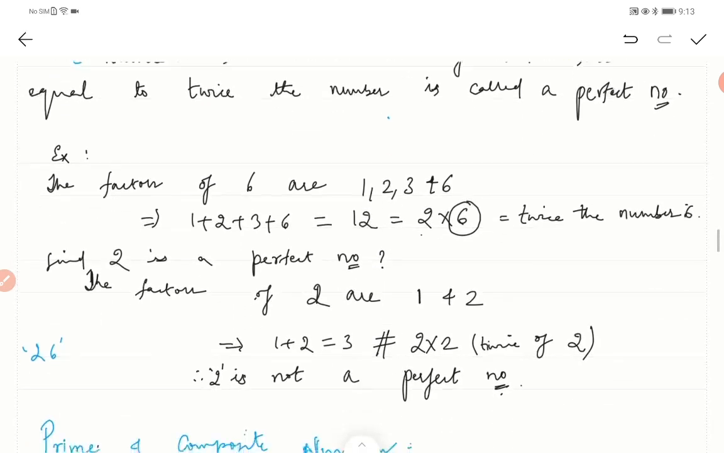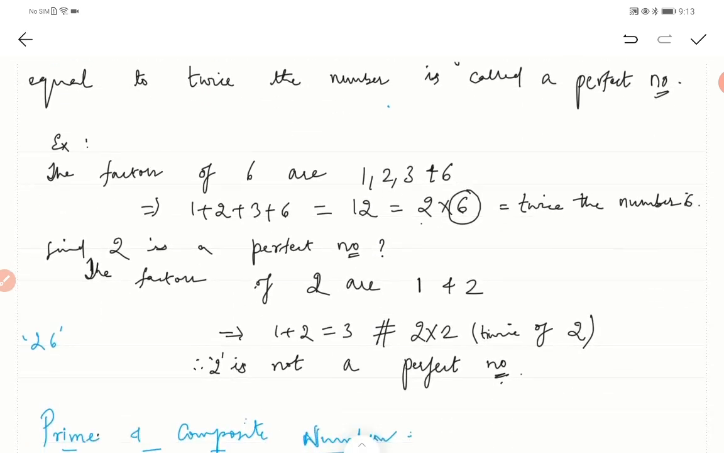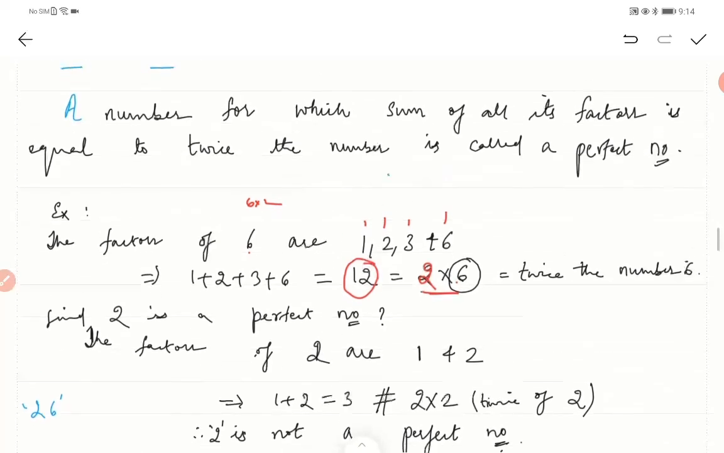Okay, I hope you have tried to do that. So we have factors of 6 as what? 1, 2, 3 and 6, isn't it? Now if you add all these, 1 plus 2 plus 3 plus 6, you are getting 12. This 12 is nothing but 6 into 2, isn't it? So twice the number is giving you the sum. So your number 6 is a perfect number.